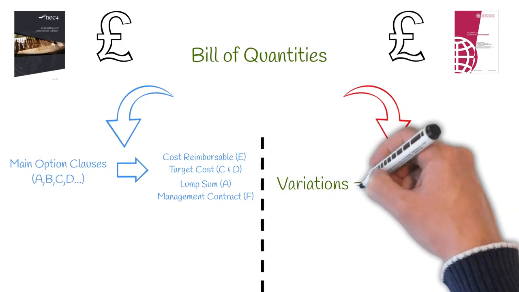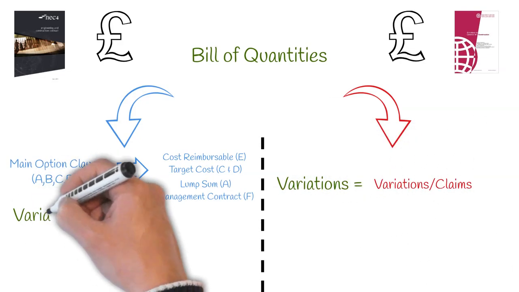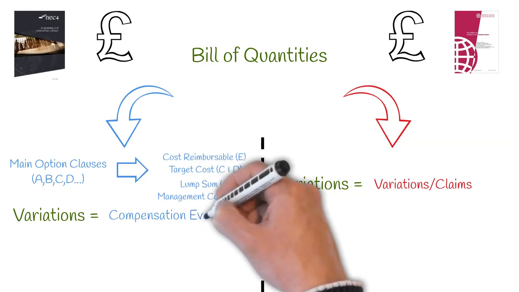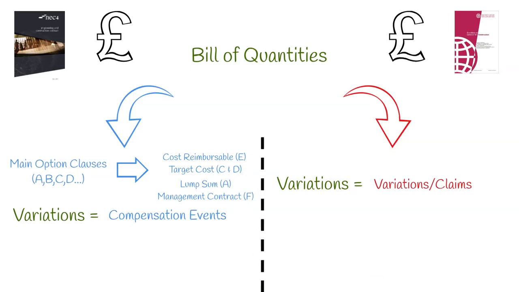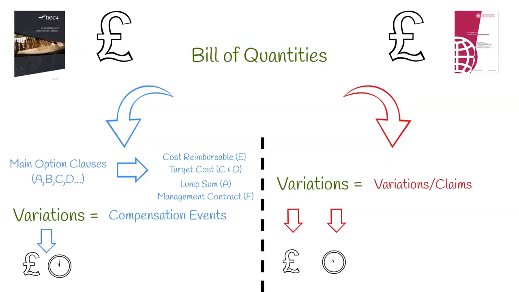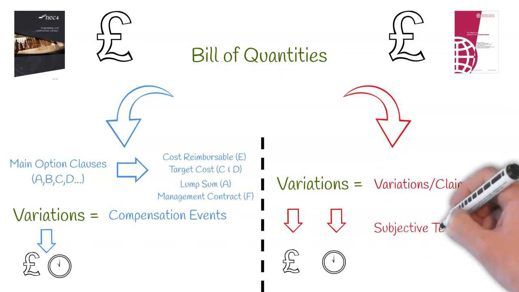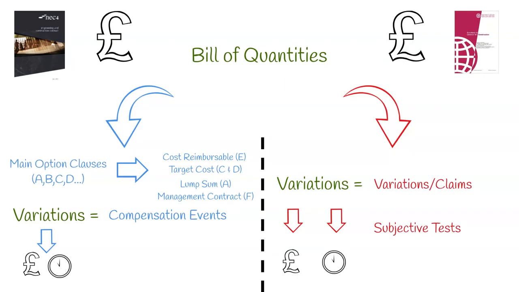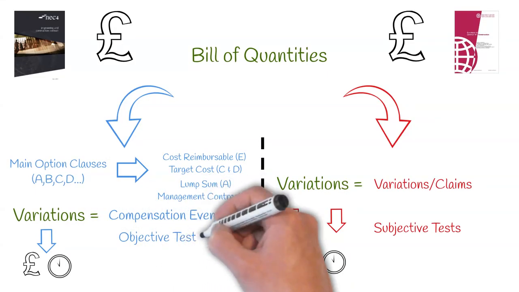Variations under FIDIC are known as variations/claims, and under NEC, they are known as compensation events. FIDIC deals with time and cost variations separately, unlike the NEC, where both time and cost are grouped together under the compensation event. Both contracts have different conditions for what constitutes a variation. However, FIDIC provides a number of subjective tests to determine if events are grounds for recompense to the contractor. NEC, on the other hand, relies on more objective tests.